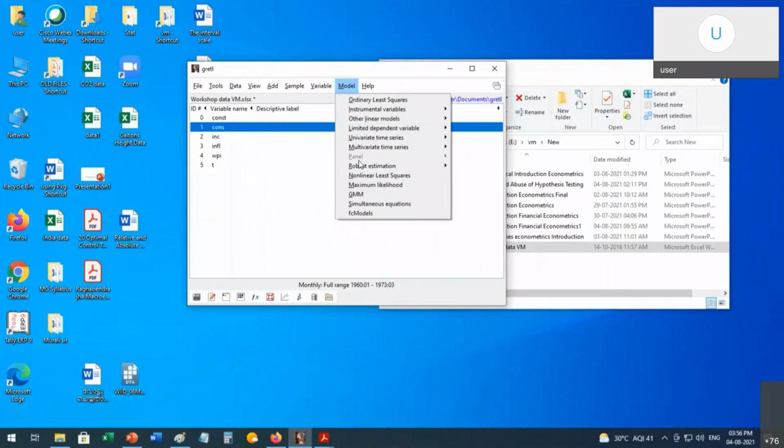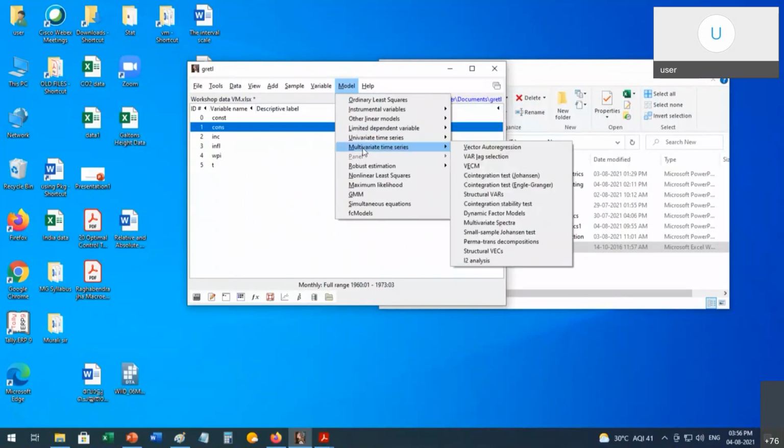And for that, we have to see the multivariate time series. Here we have the vector autoregression VAR, then VAR lag selection, vector error correction, then the co-integration test. The JJ test is given here as the Johansen test. Actually, it is the Johansen and Juselius test. Then we have the single equation residual-based Engle-Granger co-integration test. First, we will do this one, and then we will do the JJ test. So click this co-integration Engle-Granger test.